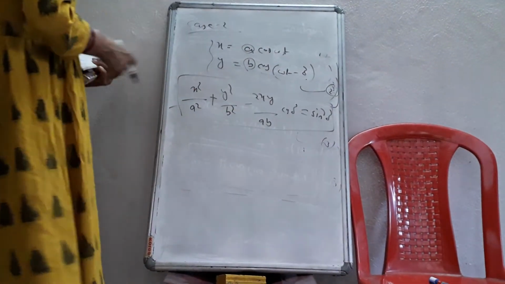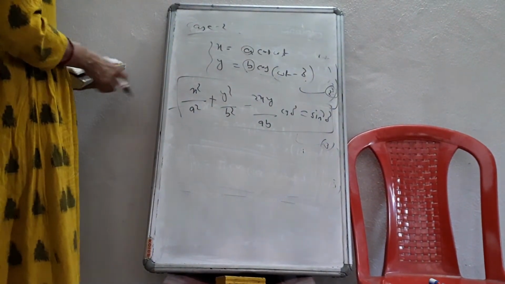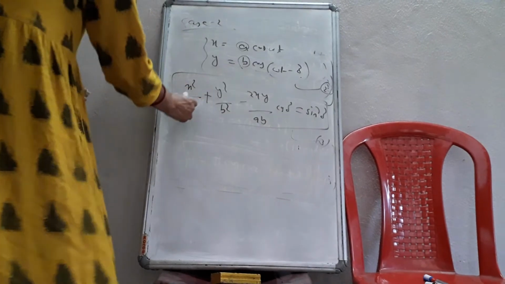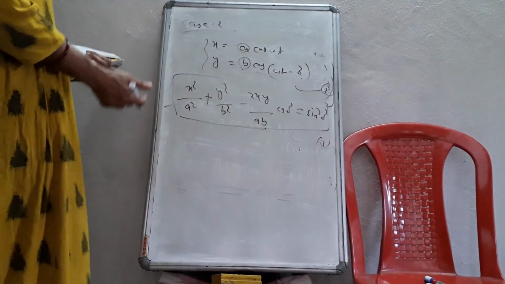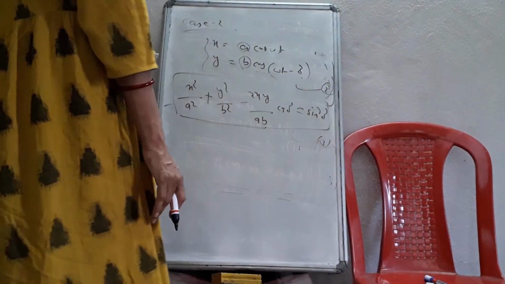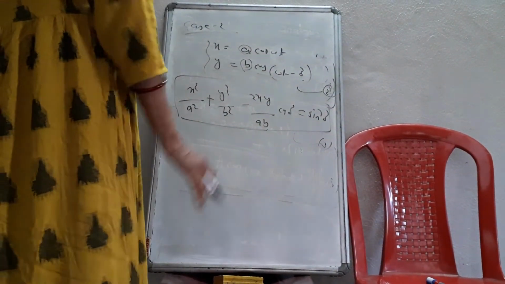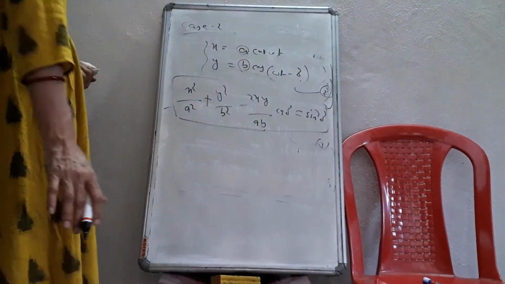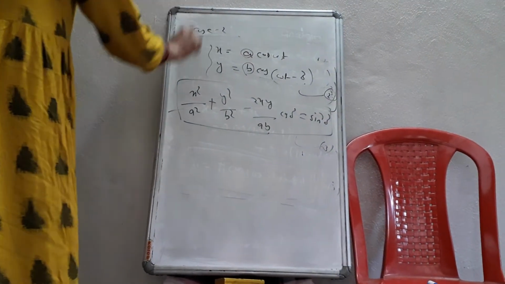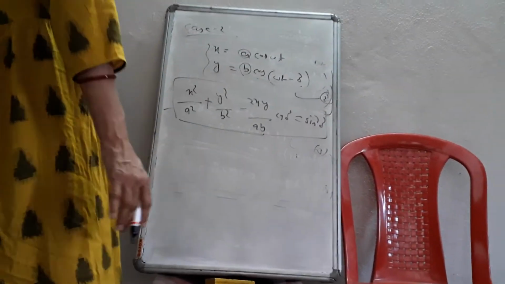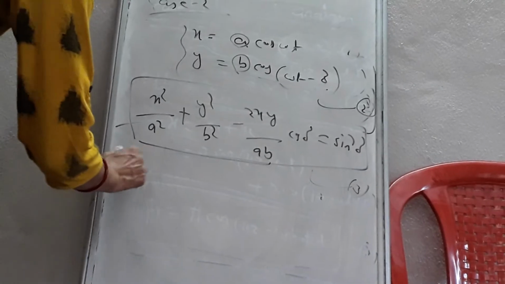Now we know this type of equation is what? It is the equation of an ellipse. So this is the general equation of an ellipse which is inclined to the coordinate axes. For this again there are different special cases. So case 2, under case 2, some special cases we'll consider.